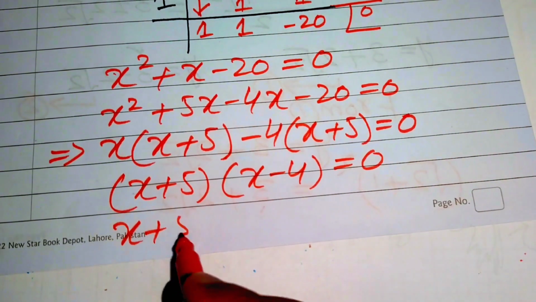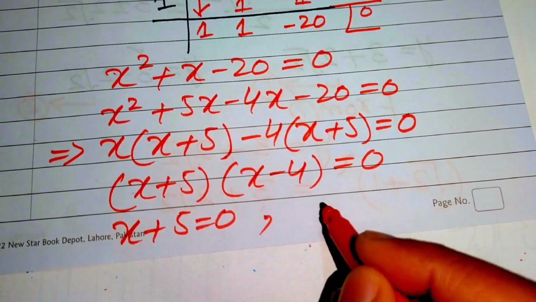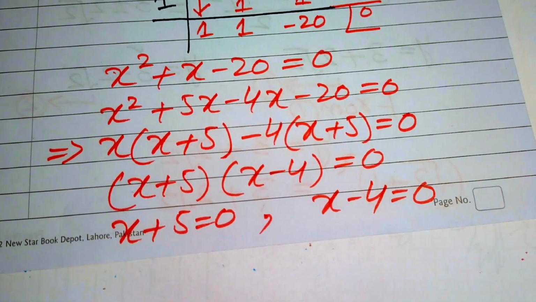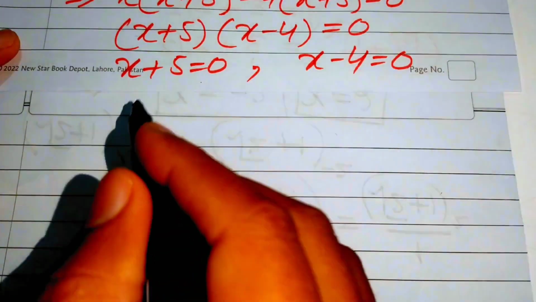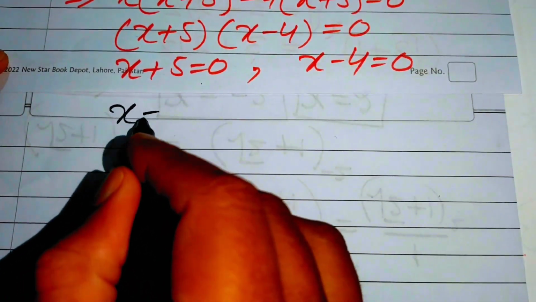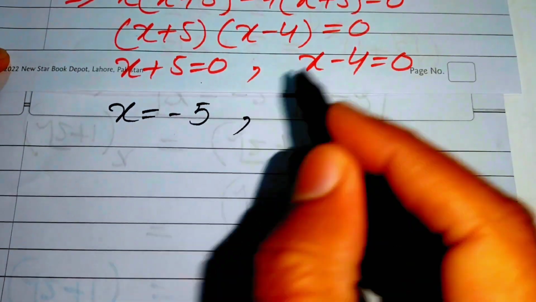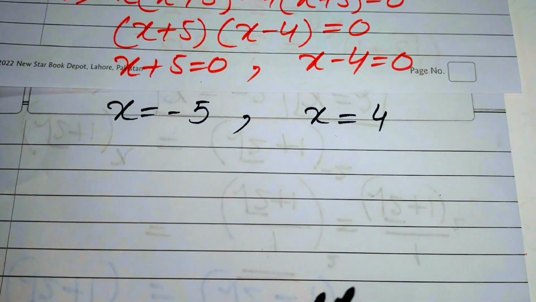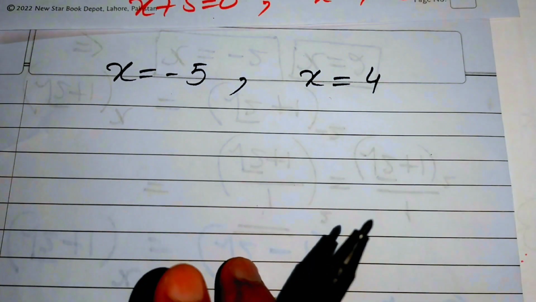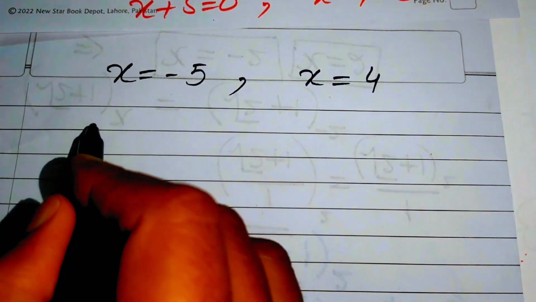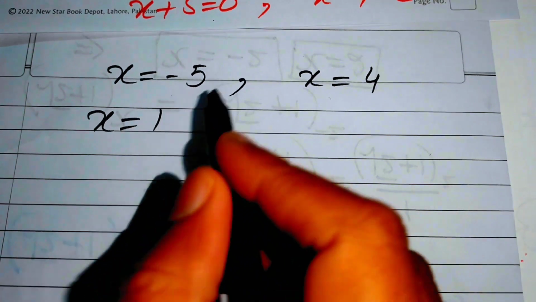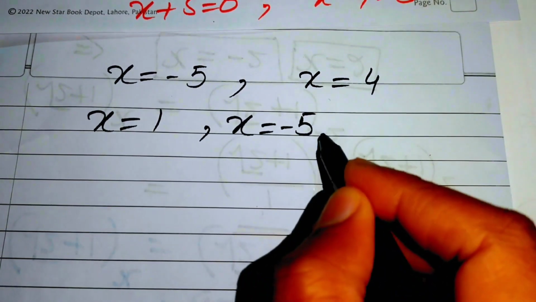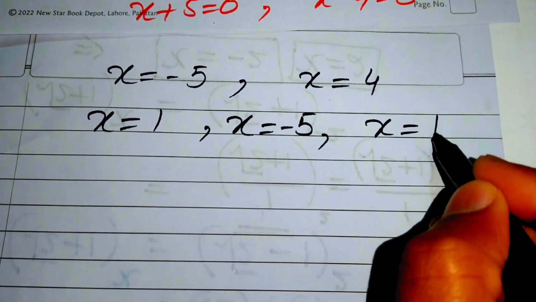So here we divide this in two cases. Our first case is we put x + 5 equals 0, and the second case is we put x − 4 equals 0. And now from the first case you get the value of x equals −5, and in the second case you get the value of x equals 4. So here we have three values of x. Our first value is x equals 1, the second value is x equals −5, and the third value is 4.